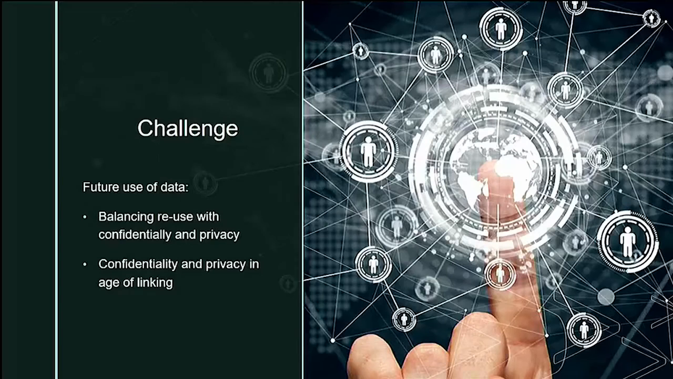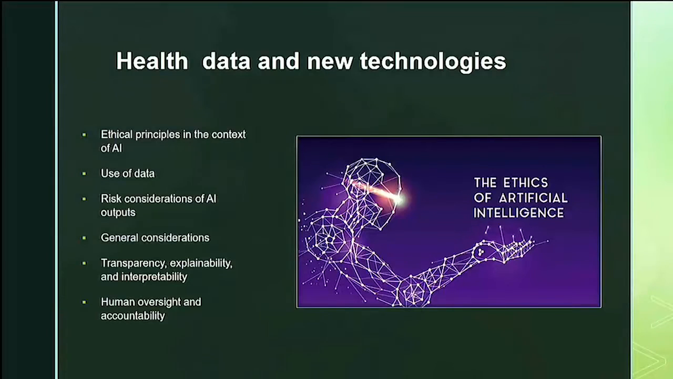You found something, and it may be something that's relevant to their life. So really, again, looking at the person at the end of the data. We do it all the time with tissue, but less so with data, and that's a shift, I think, in terms of considerations. This is one of the challenges. I think that we're going to see this happen over the next couple of years, balancing reuse with confidentiality and privacy, and confidentiality and privacy in the age of data linking. So that's going to be something that we'll have to tackle.